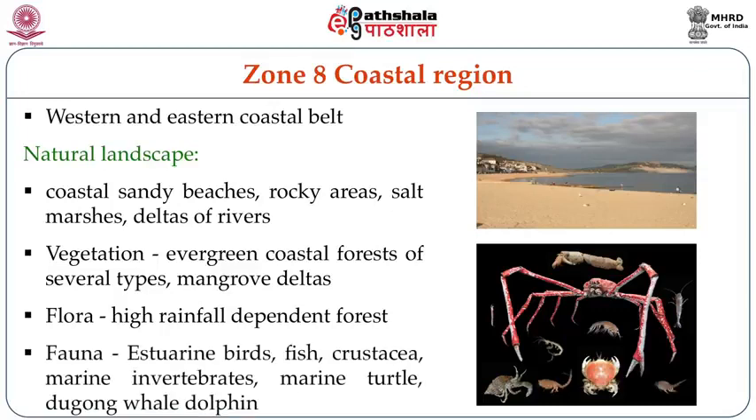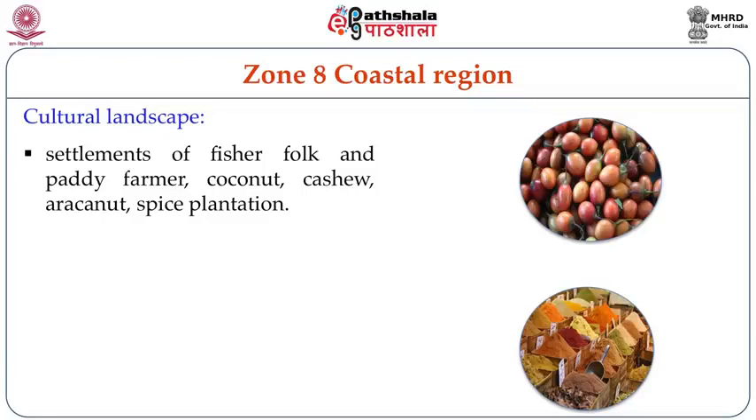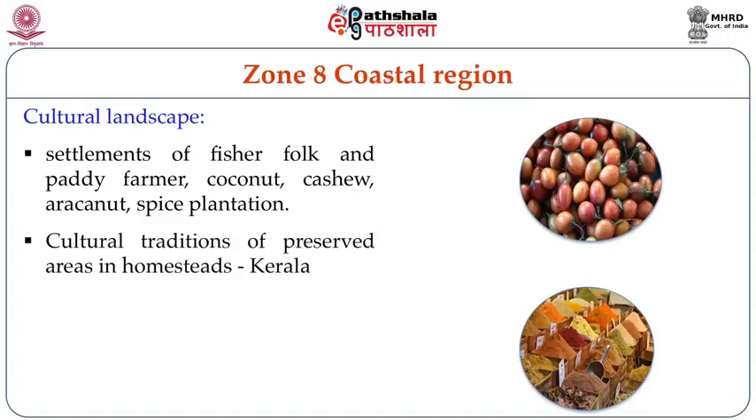The fauna is very special. It's got a huge variety of estuarine birds. And of course, there are marine animals, there is fish, there are crustacea. There's this whole marine mammal fauna, which we know so little about, the dolphins, the dugongs, the whales. The cultural landscape is really a very mixed community of paddy land farmers, coconut growers, cashew, arecanut, spices. But there's also the fisherfolk. And they have lived together in those little communities all along. Whether they are fisherfolk or farmers, they will live together in these cultural landscapes. And the traditions that they have preserved are very fascinating.